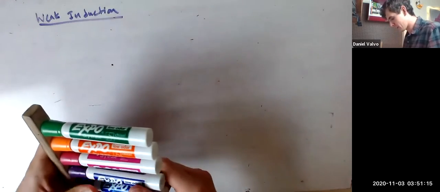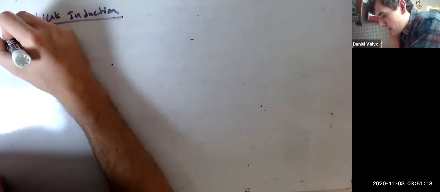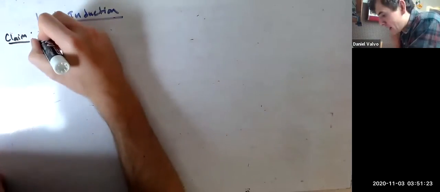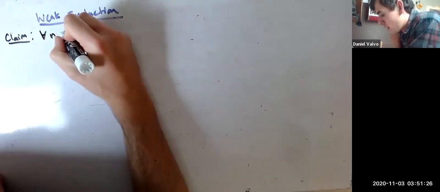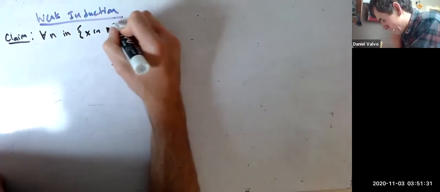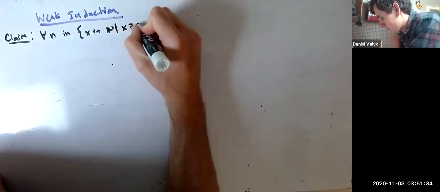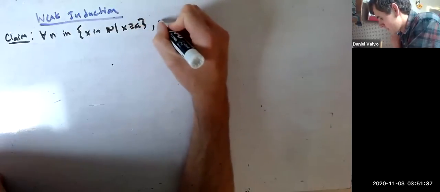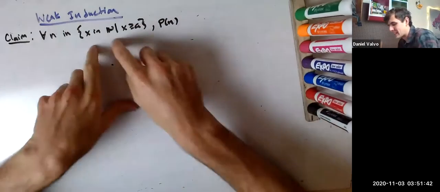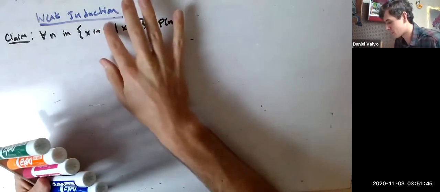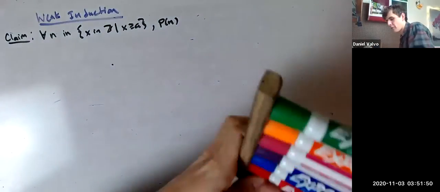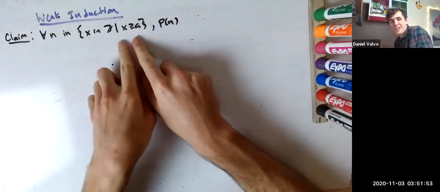So to prove this claim, and the claim would be something like, for all n in the set like this, P of n. So this set right here, I should probably even use Z here to be the integers. So this is saying that for all integers n greater than or equal to a.